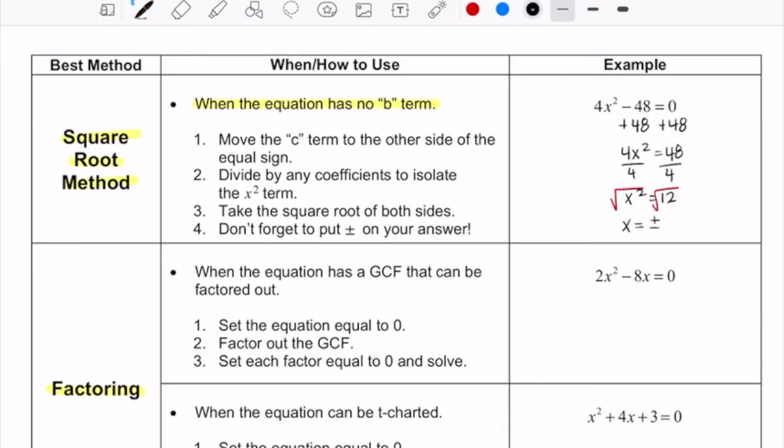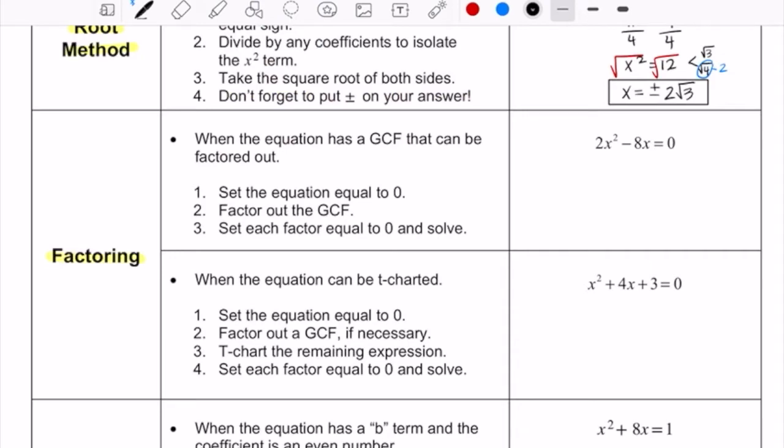For this one though, the 12 can be simplified. The square root of 12 is the same thing as the square root of 3 times the square root of 4, and then the 4 comes out as a 2. So my final answer for this one is going to be x is equal to plus or minus 2 square root 3. In the next set of examples, each of these is going to be best solved by factoring.